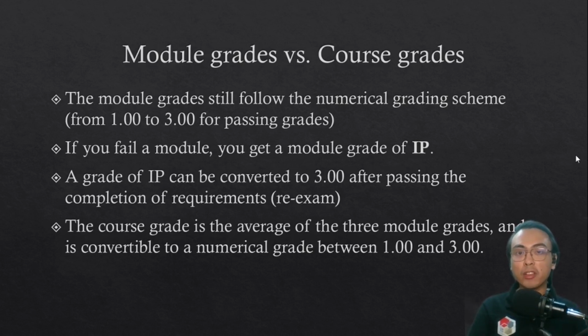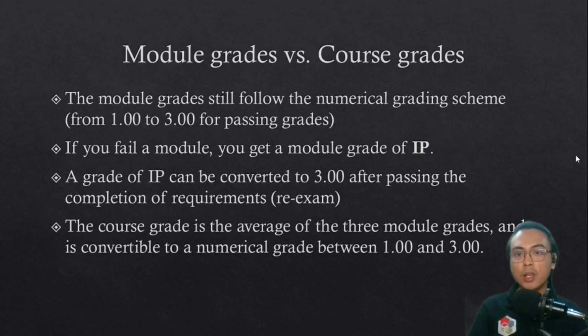However, if you fail the module, you will not get a grade of 5. You will get a module grade of IP, or in progress. And the grade of IP can be converted to a grade of 3 after passing the completion of requirements, or you just retake the module that you failed. So you see, you will not be seeing a grade of 5. Instead, you will only be seeing the grade of IP, which can be converted to 3 if you pass the module.